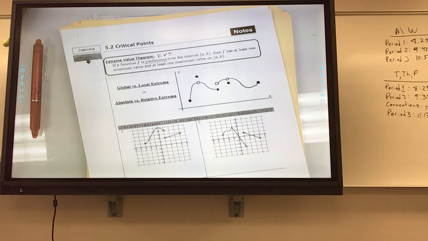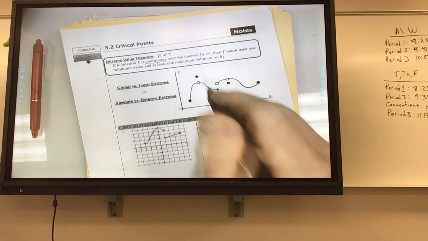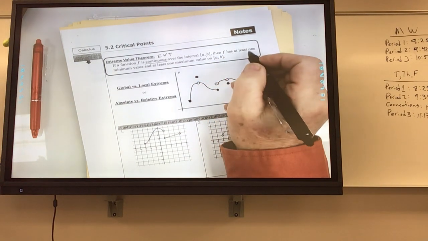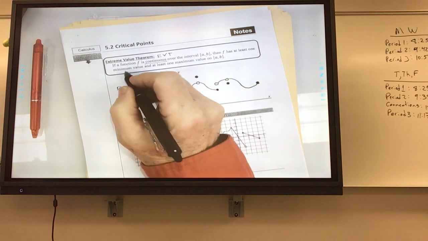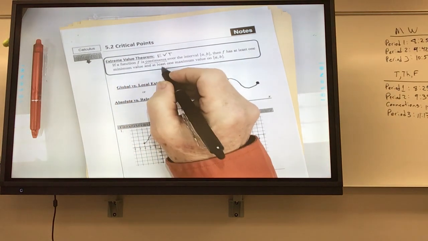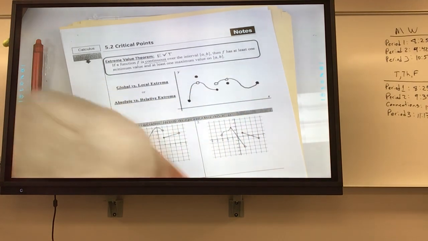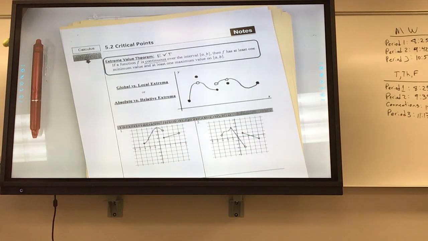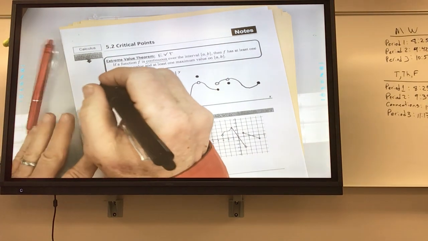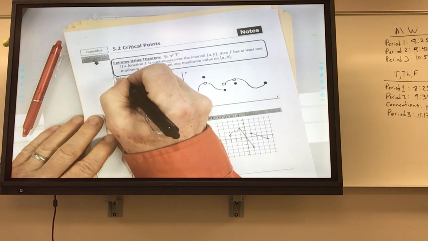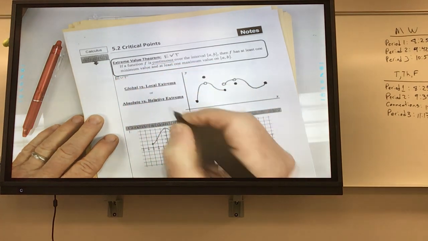This one's also continuous. And it says if you have a closed interval from A to B, then F has to have at least one minimum value and at least one maximum value in that interval. There's got to be at least one. So I'll give you some examples. I'm going to write EVT right here. And I'll give you 2 examples.